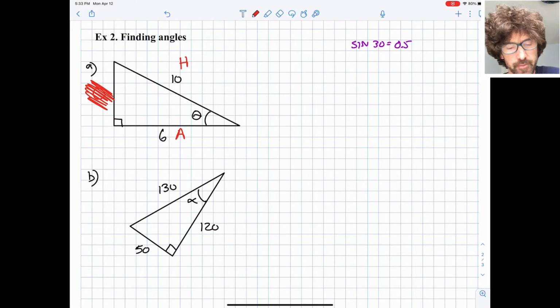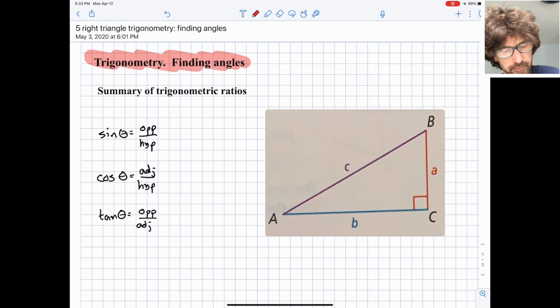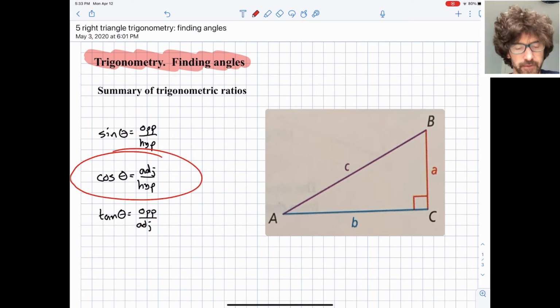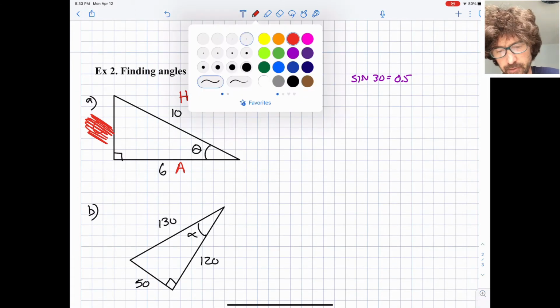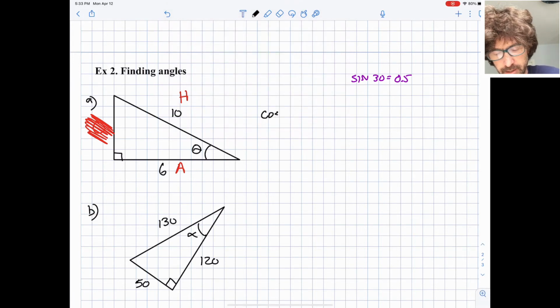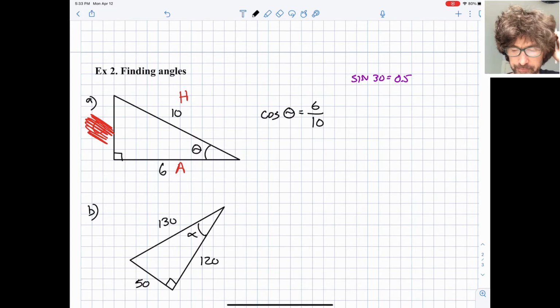Okay, we could go back and look at our trig ratios and realize that the only trig ratio that involves the hypotenuse and the adjacent is cosine. So we'll be working with cosine for this particular problem. And we can write out the cosine of our unknown angle theta is the adjacent divided by the hypotenuse, 6 over 10.